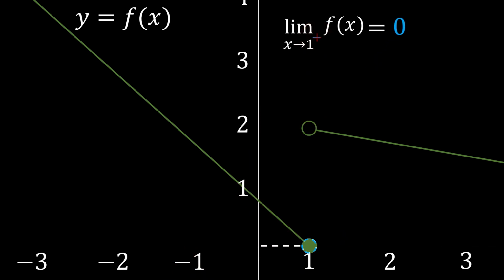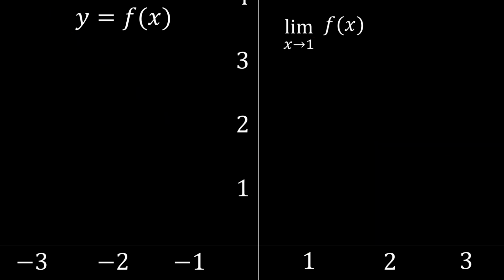Let's evaluate this limit from values greater than 1, the positive direction. If we follow the bottom circle along the graph, we arrive at y equals 2. So our right-sided limit of f of x is equal to 2. Notice that we used the same graph, but we approached two different values because we approached one from different sides.